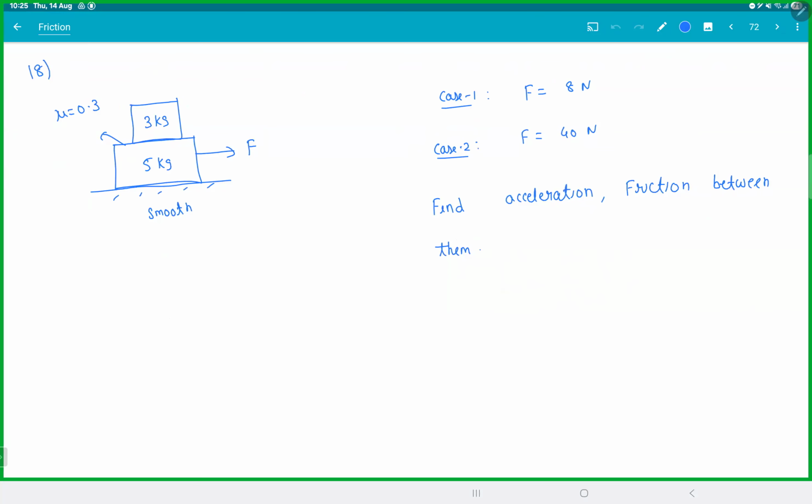Again, remember the process. Assume both the blocks are going together. You have to start from there. You directly can't dump the FBD there.